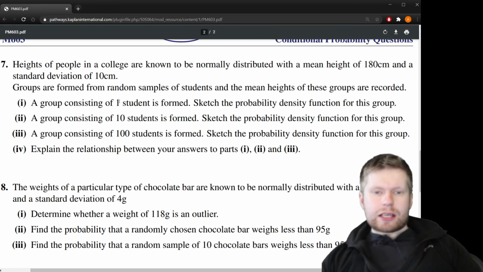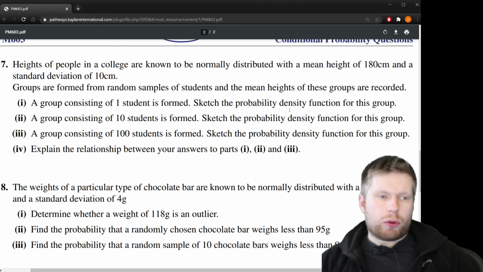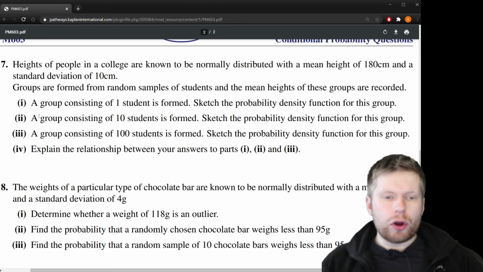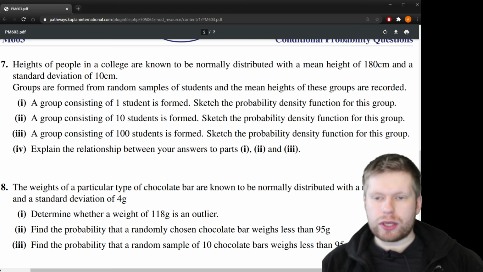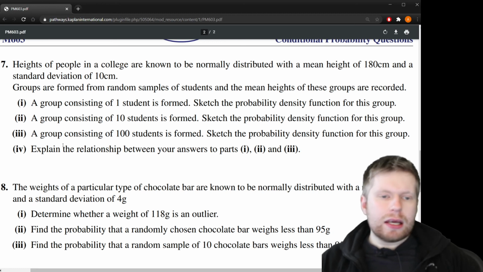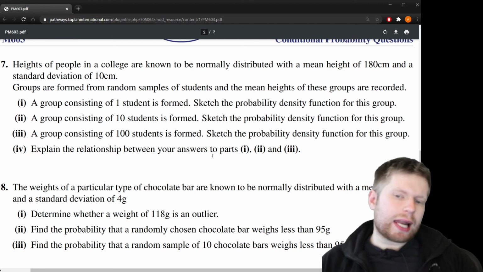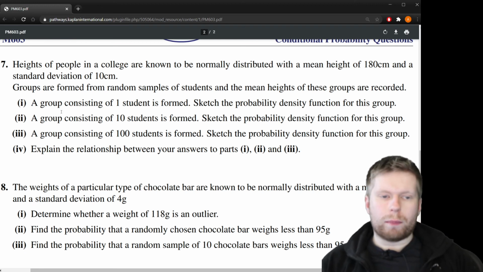So a group consisting of 1 student is formed. Can you sketch the probability density function? Then on the same graph, a group consisting of 10 students is formed. Can you sketch the probability density function for this group? Same graph again, a group consisting of 100 students is formed. Sketch the probability density function for this group. And then finally, can you explain the relationship between your answers for parts 1, 2 and 3?